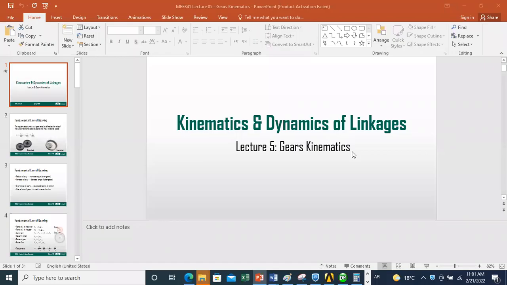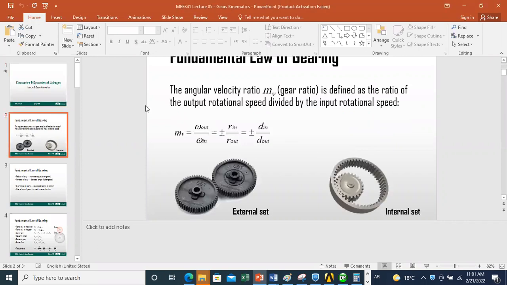So in this lecture, we will introduce gears kinematics. We have already introduced in the previous chapter, whenever we have two gears in mesh, the gear ratio is defined as omega out over omega in, which is the ratio of angular velocities of the driven over driver gear. And we have seen that it can be correlated to the ratio of radii, and it's inversely proportional to the ratio of radii because we have same linear velocity at the contact point.